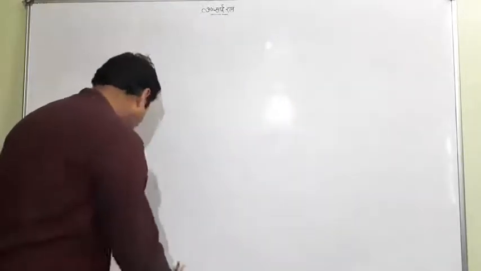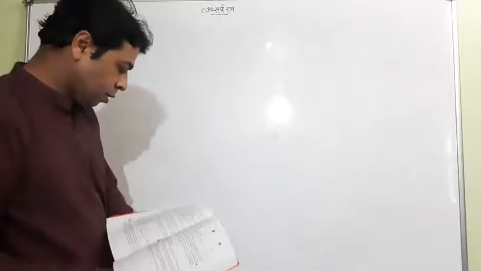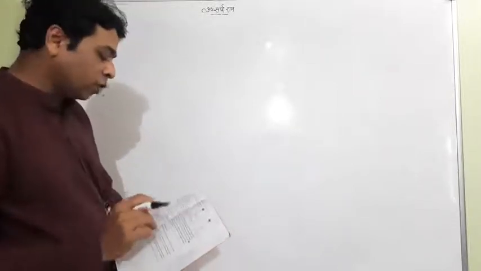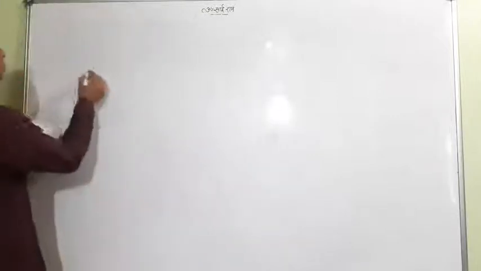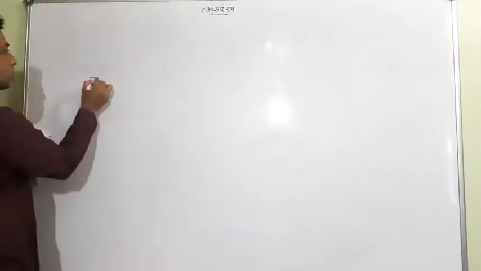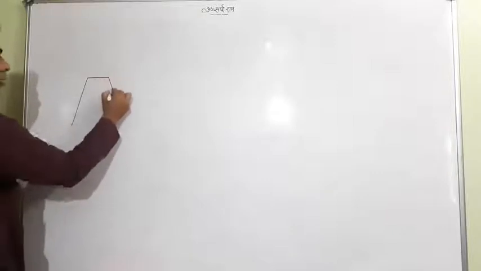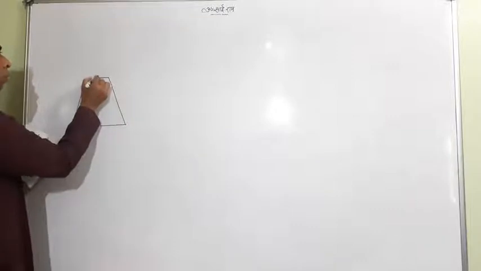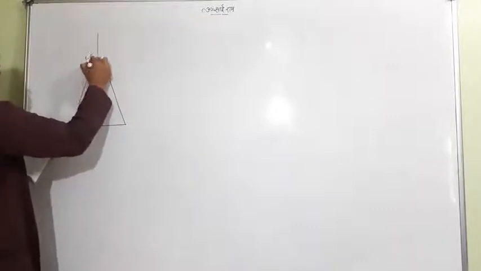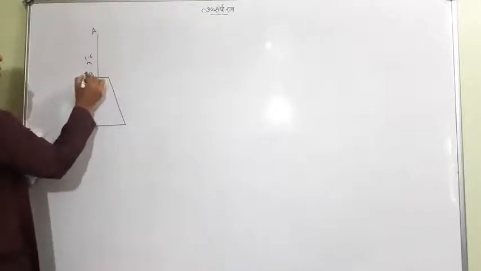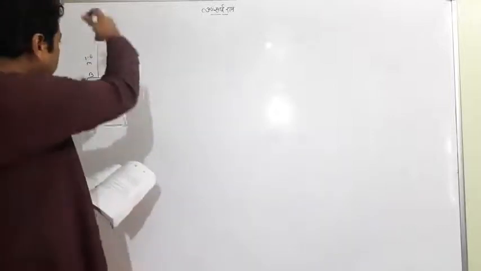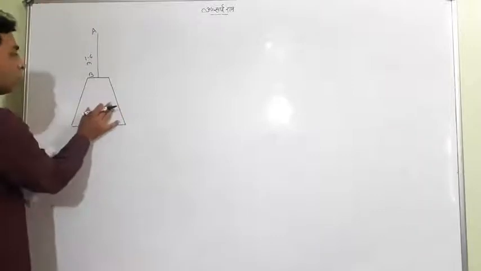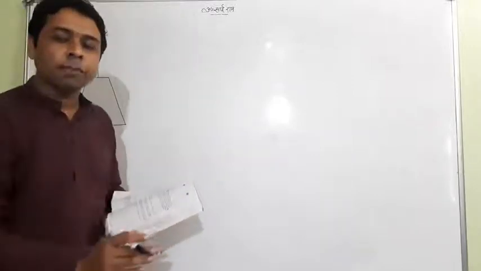So question number 8 says, a statue 1.6 meter tall stands on the top of a pedestal. So let us try to make it: suppose this is a pedestal, and a statue 1.6 meter standing on that. AB is the position of the statue, which is 1.6 meter tall and standing on the stand called a pedestal.